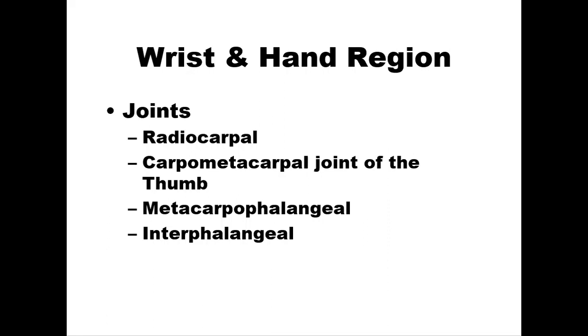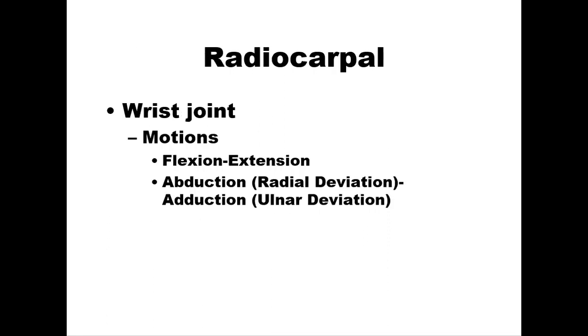Move your thumb around. Then you have the metacarpal phalangeal joint. So that's between the metacarpal bones and the proximal phalanges. And then we have our interphalangeal joints. It looks like a lot, but basically metacarpal phalangeal and interphalangeal are reasonably straightforward. So radiocarpal, as I said, we have flexion and extension in the sagittal plane about the medial lateral axis. And then we have abduction, which is radial deviation, and adduction, which is ulnar deviation, in the frontal plane about the anterior posterior axis.